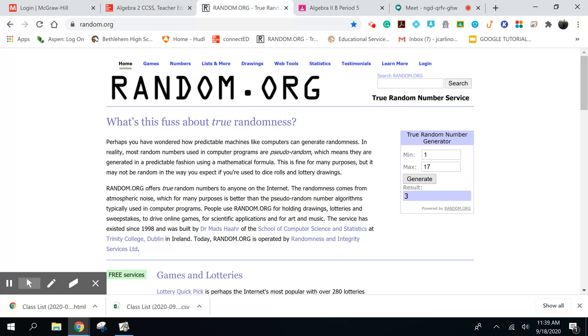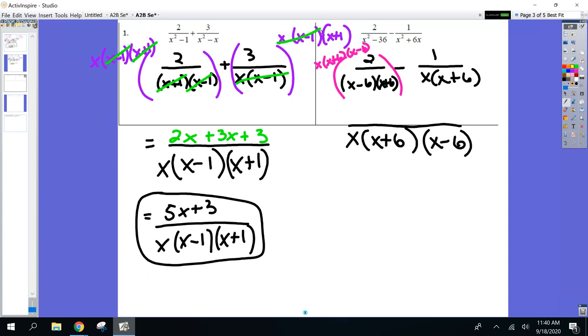You ready in here? You ready, Anna? What's left? 2x. Okay, 2x, because these two go with these two. I'm left with an x. 2 times x, 2x. Good.